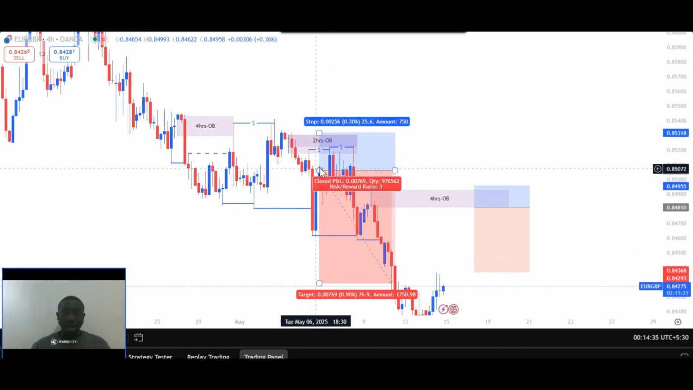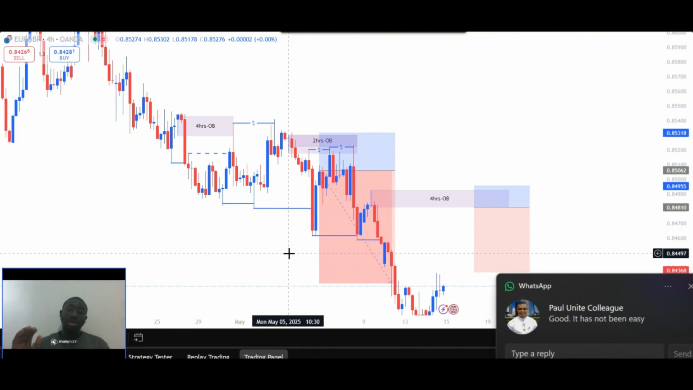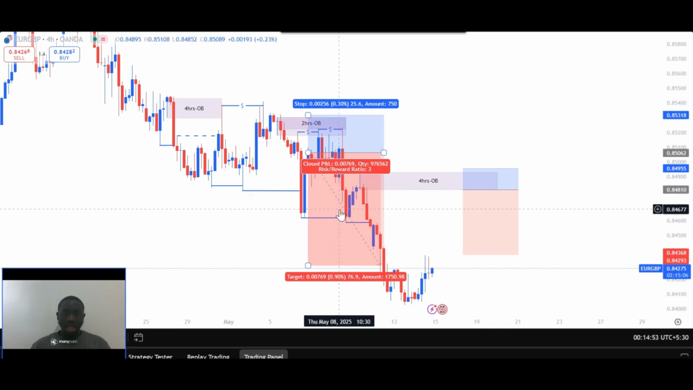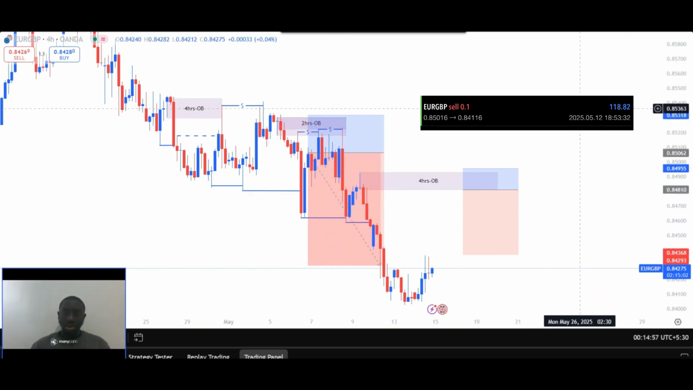Now in this pullback, I caught my entry here in my 4 hours order block, because I work with my 4 hours order block. My strategy is very, very simple: break of structure, pullback to 4 hours order block, the continuation, wait for inducement, the continuation, I'm good to go. Yes, my 1:3 was, I will show it on the screen. You'll see it. This was Euro GBP.